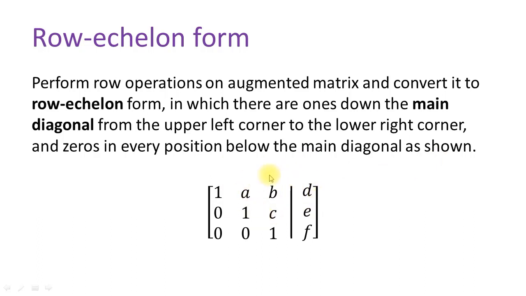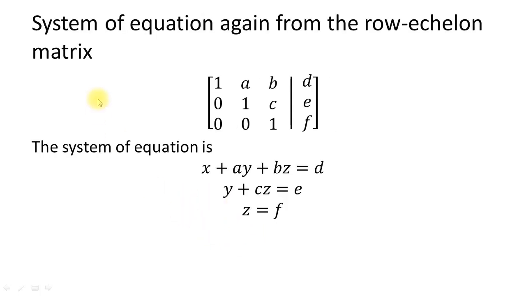So in the echelon form, the number of zeros will increase row by row from the first non-zero entry. So here is 1 0, in the second row there is 1 0, but in the third row there are 2 zeros. So the number of zeros will increase row by row from the first entry. Then write the system of equations again from the row echelon form.